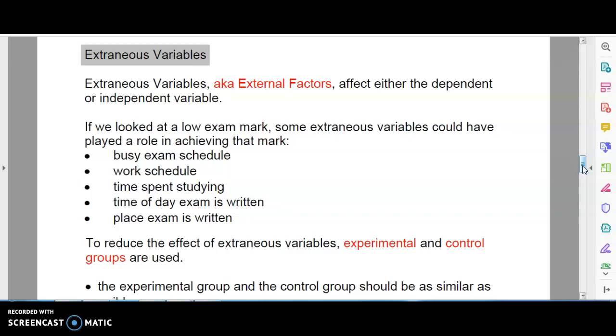So for example, if we looked at a low exam mark, some extraneous variables could have played a role in achieving that mark. So here you see a list of examples of extraneous variables that could have impacted that low mark. So the person could have had a busy exam schedule. They could have been working a part-time job at the same time as exams were going on. The actual amount of time spent studying.